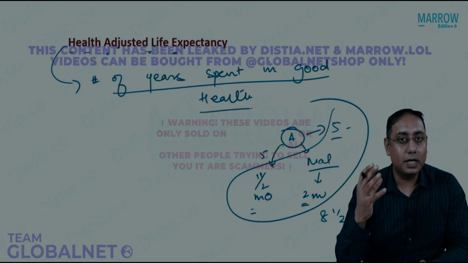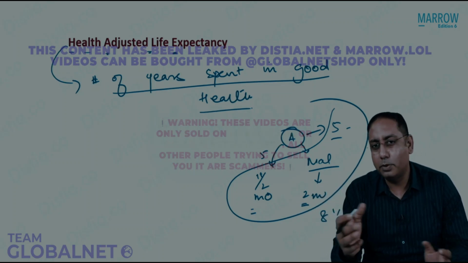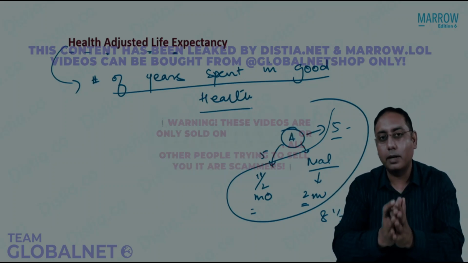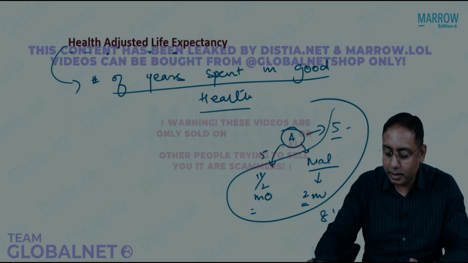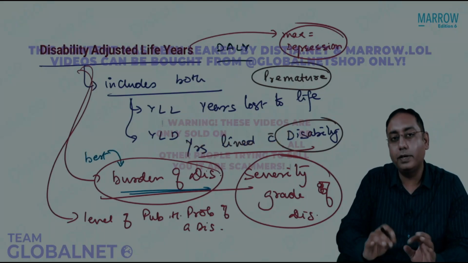So just try to understand that it is different from DALY. Different people, different platforms, different books will say that HALE is a better indicator, DALY is not better. Please note, I'm saying it again. DALY is one of the most important. It is one of the best indicators for burden of disease. It is the best indicator for burden of a disease.